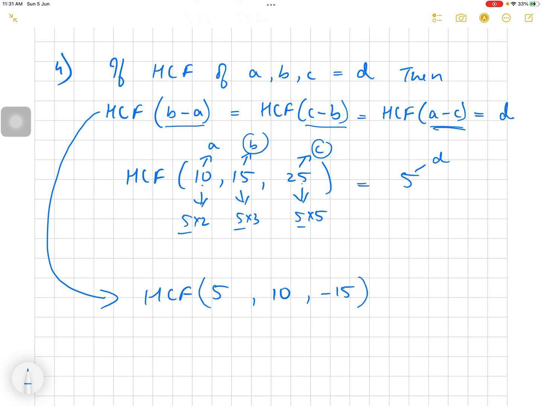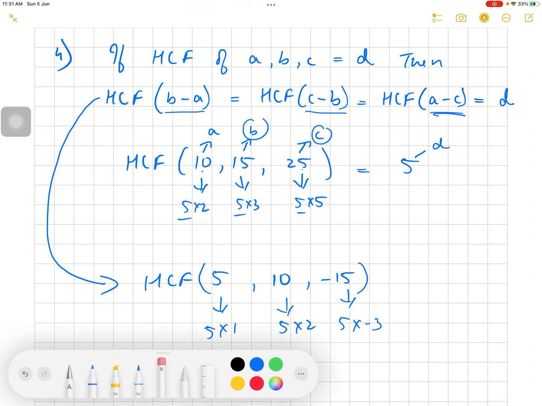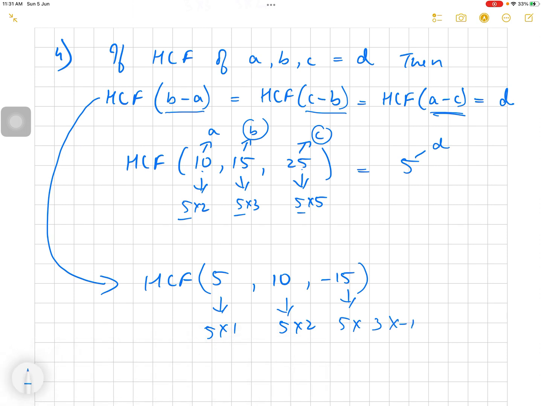So these are the three numbers. If I do the HCF of these numbers, 5, 10 and 15, it is going to be the same. So 5 is 5 into 1, 10 is 5 into 2, and this is 5 into minus 3. Or I can write it like this, 5 into 3 into minus 1. So the common factor is again 5. So 5 is the HCF.